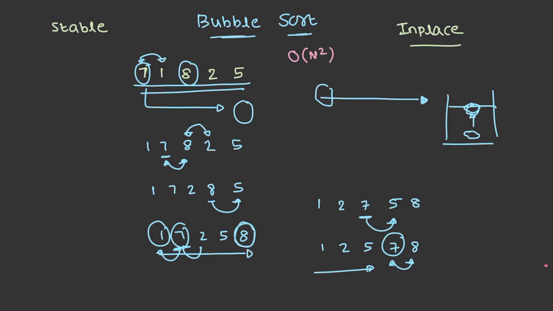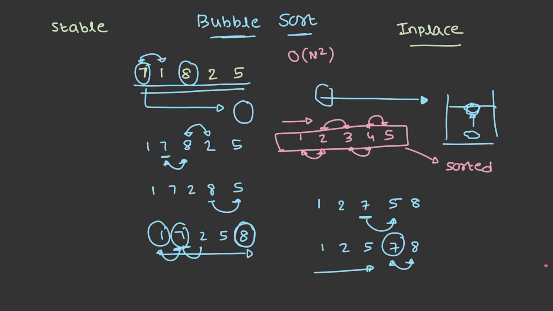We can optimize bubble sort if the array is already sorted. Suppose there are cases where we get a sorted array as input. If we want to sort this array, we will be comparing these two positions, then the next position and the final position. If you observe, swapping has not taken place at any position of the array. When swapping has not taken place at any position, it indicates that the array is already sorted.